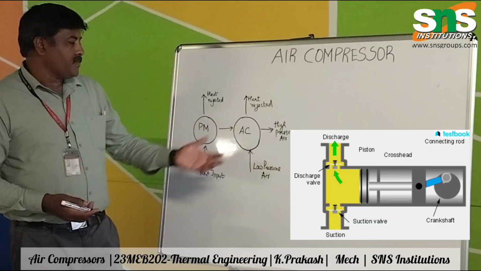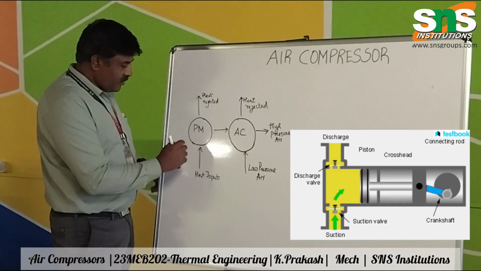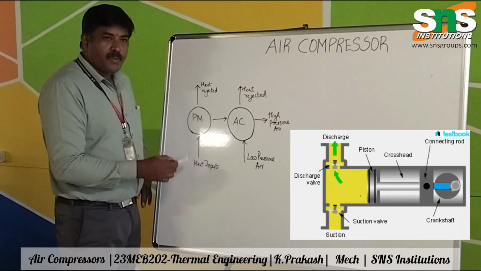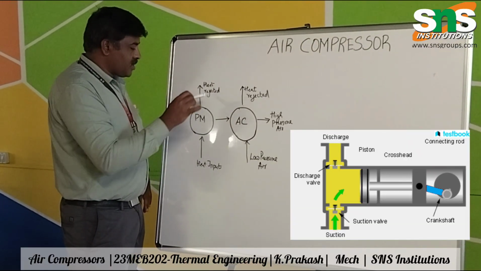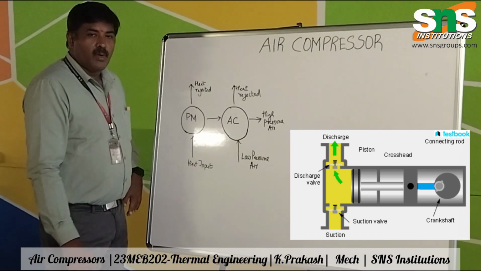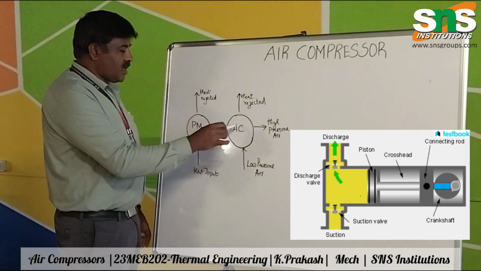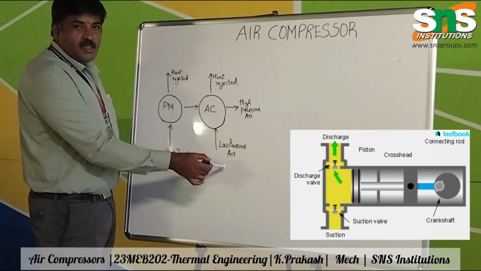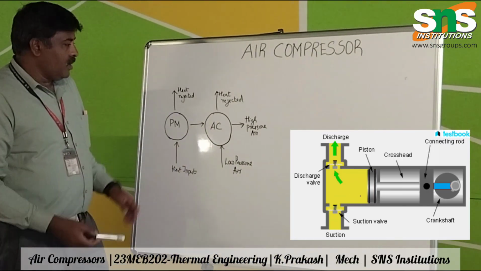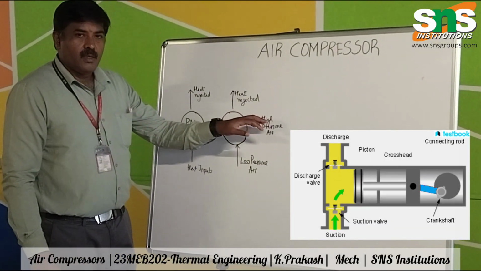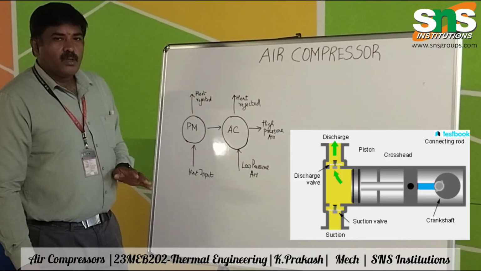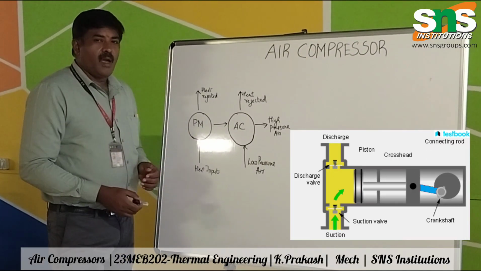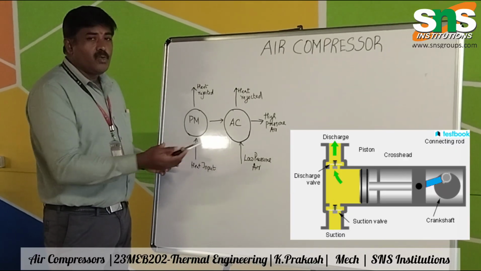If you take the working principle of an air compressor, here we have a prime mover. In this prime mover, heat is given as an input and then heat is rejected. So work is done in the prime mover, and this work is transferred to the air compressor. In the air compressor, low pressure air is sucked inside and converted to high pressure air, and heat is rejected. So this is the working principle of an air compressor. The work is done in the air compressor to increase the pressure from low pressure to high pressure.